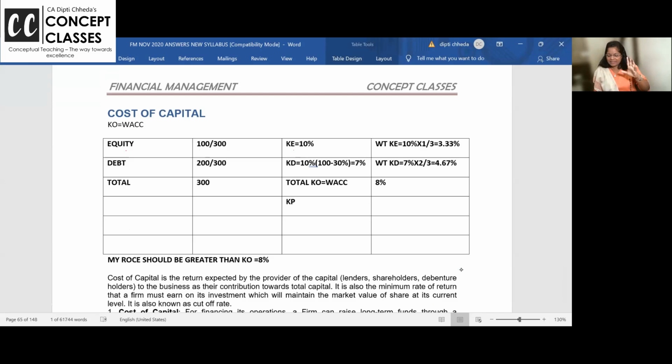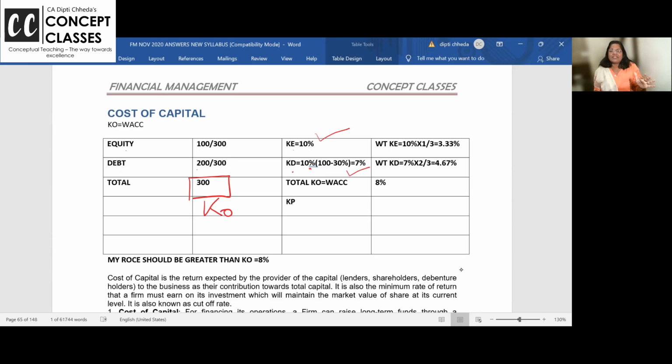DPS1 by MPS0 and all. So, what is the cost of equity? 10%. What is the cost of debt or debentures? 10%, but then after tax, it is coming to 7%. Now, if I say I have got 300 rupees from market, what is my KO? What is my overall cost of capital?